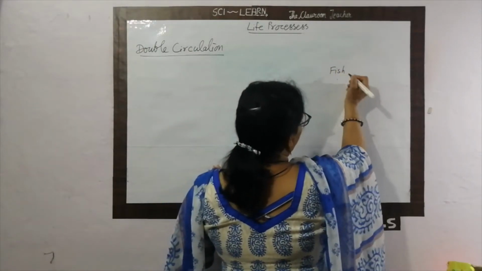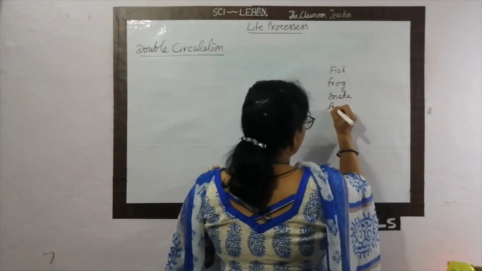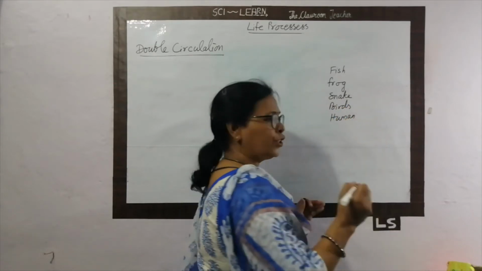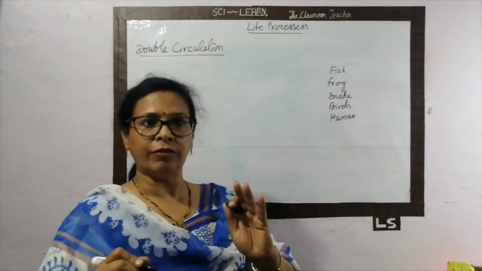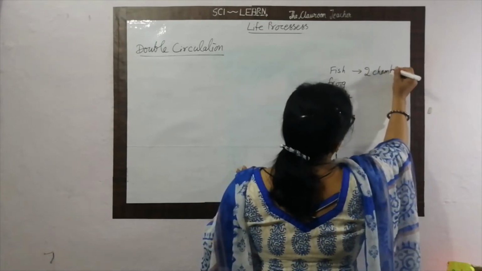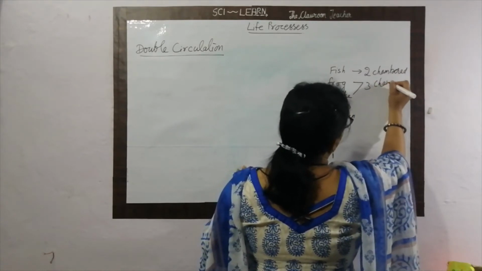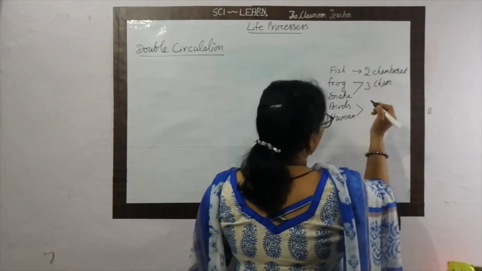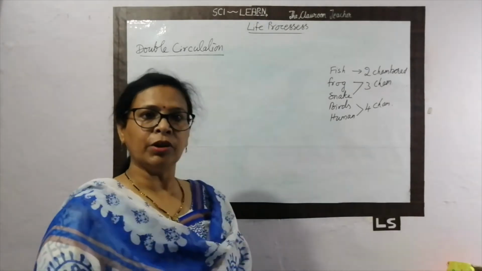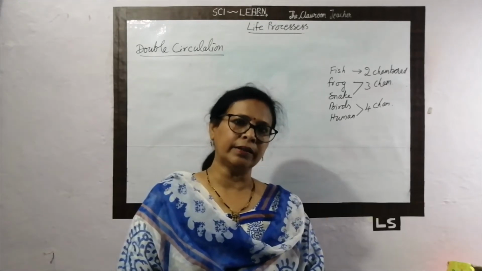For example, pisces is the fish, amphibians are the frogs, reptiles are the snakes, aves are the birds, and mammals are humans. Now, what about the nature of heart in all these 5 vertebrates? Fishes have a 2-chambered heart. Frogs and snakes have a 3-chambered heart, with some exceptions here, and birds and humans have a 4-chambered heart.